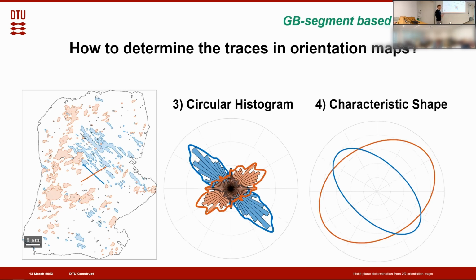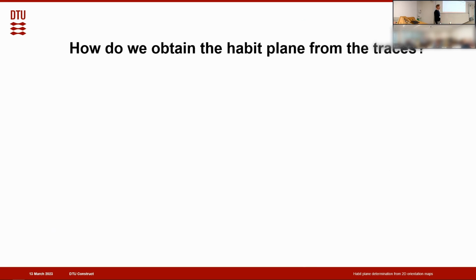And a very similar approach is the characteristic shape approach, where we sort all the grain boundary segments according to the angle and concatenate them. And this way we get those elliptic looking shapes. And here as well, if we just take the long axis of that, we get the trace. So there are plenty of ways to get the trace. There are probably more than I've been presenting, but at least it's possible.